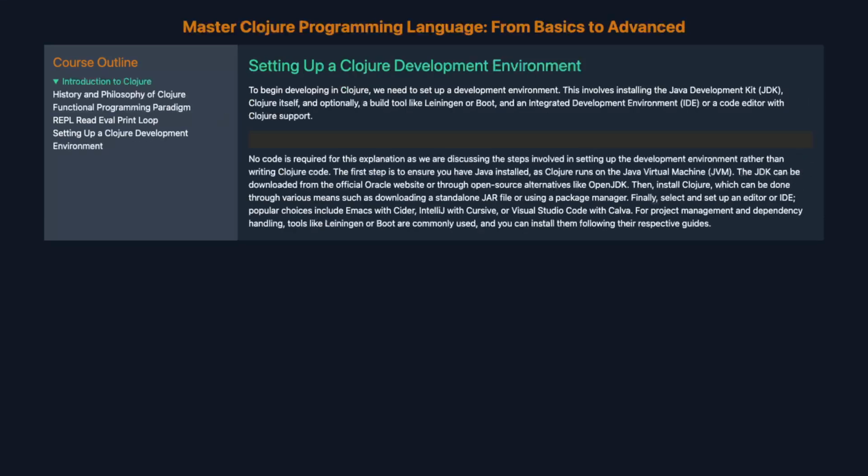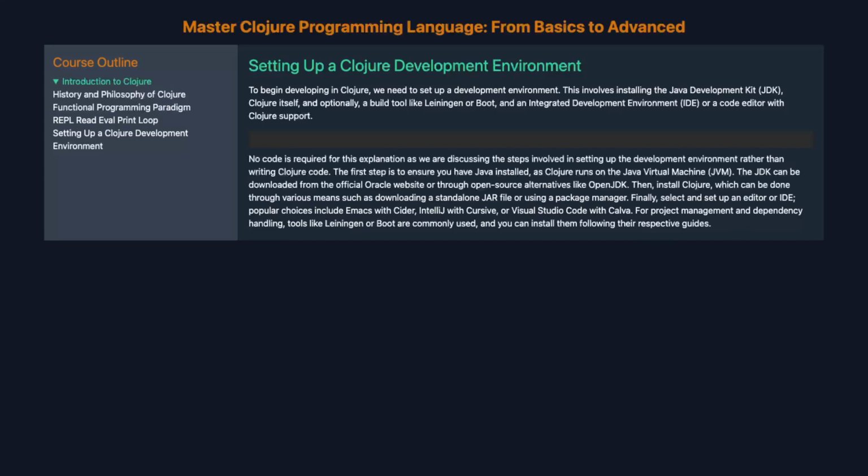Setting up a Clojure development environment. To begin developing in Clojure, we need to set up a development environment. This involves installing the Java Development Kit, JDK, Clojure itself, and optionally a build tool like Leiningen or Boot, and an integrated development environment, IDE, or a code editor with Clojure support. No code is required for this explanation, as we are discussing the steps involved in setting up the development environment, rather than writing Clojure code.